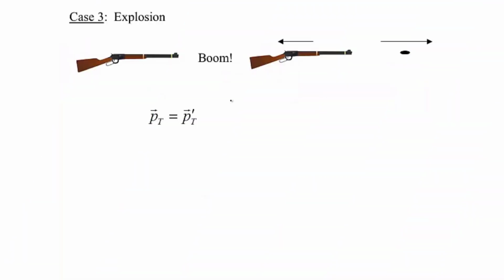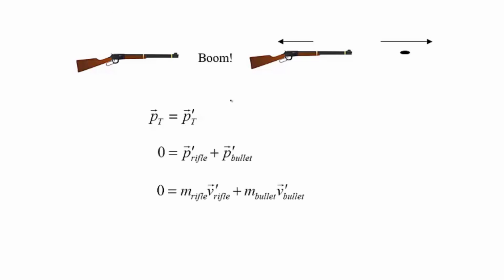Last case, explosion. Once again, we always start off with the same statement of the law of conservation of momentum in an isolated system. The total initial momentum is equal to total final. At the beginning, everything's at rest. The rifle's at rest, and the bullet's at rest. So the total momentum before the explosion is 0. Well, after the explosion, the total momentum will also have to be 0. So the momentum of the rifle has to be equal and opposite to the momentum of the bullet.